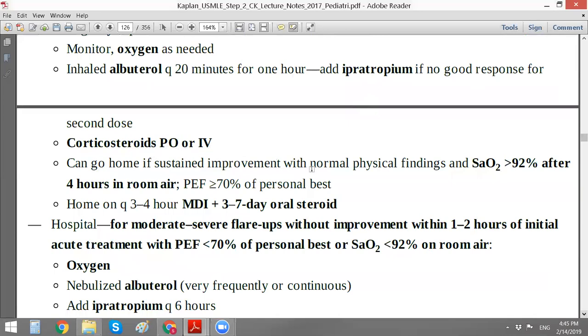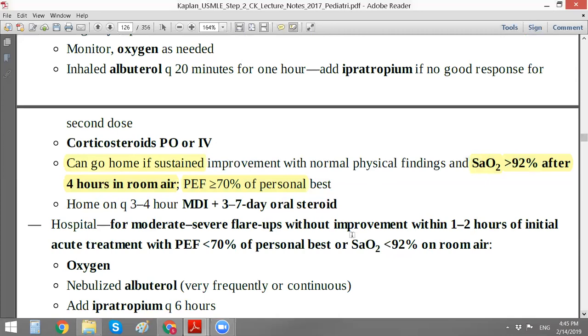The patient can go home with sustained improvement, normal physical findings, SaO2 greater than 92% after 4 hours in room air, and PEF greater than 70% of personal best. These are the criteria for going home with sustained improvement. At home, continue MDI every 2 to 3 hours plus a 3 to 7 day course of oral steroids.